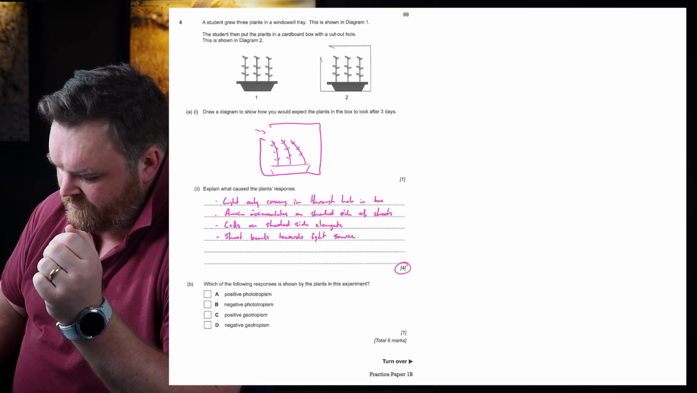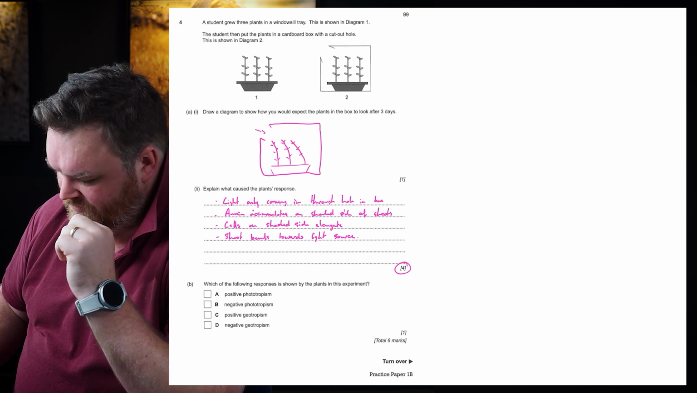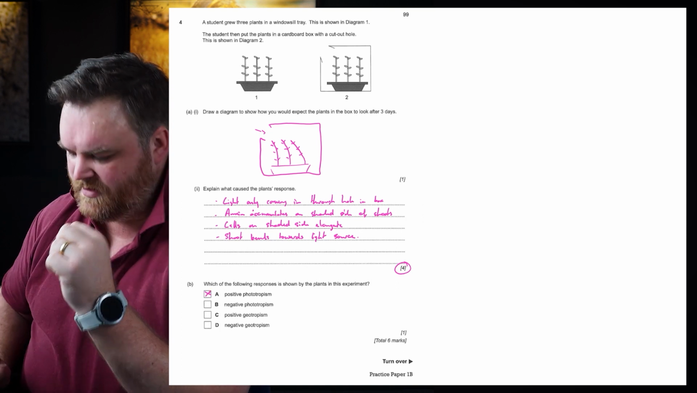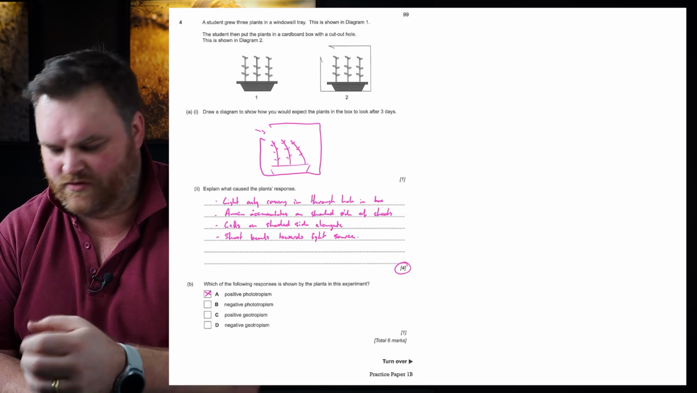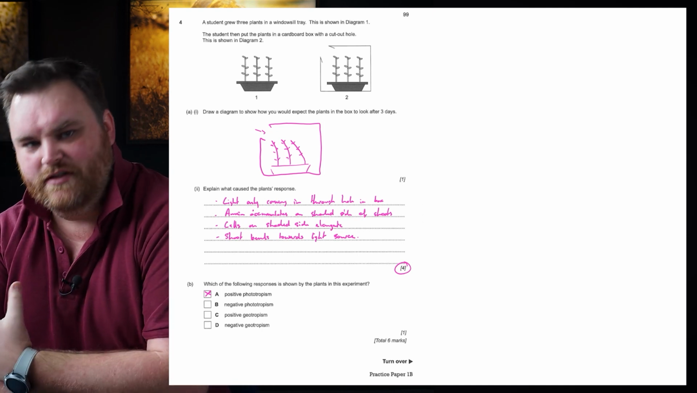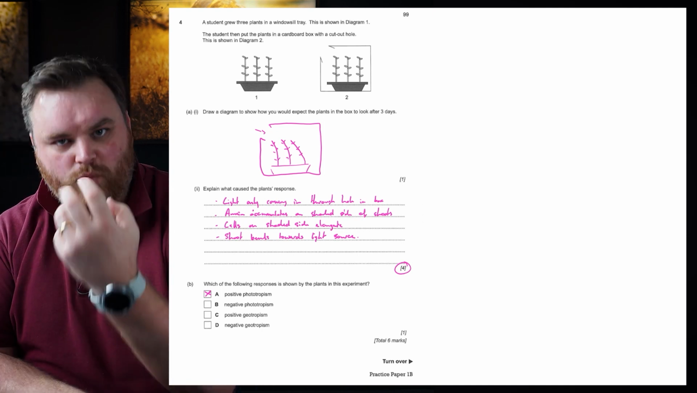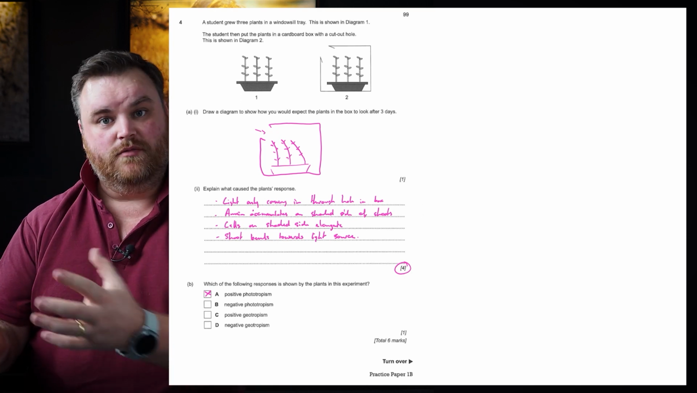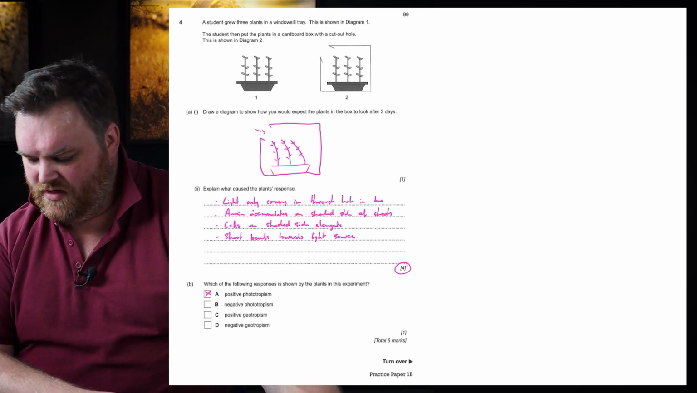Which of the following responses is shown by the plants in this experiment? Positive phototropism is that one, right? So we talked about this being phototropism. Photo means light, tropism means turning. So a positive phototropism means you are turning towards the light source. Negative phototropism would be the opposite of that, so turning away from the light source.